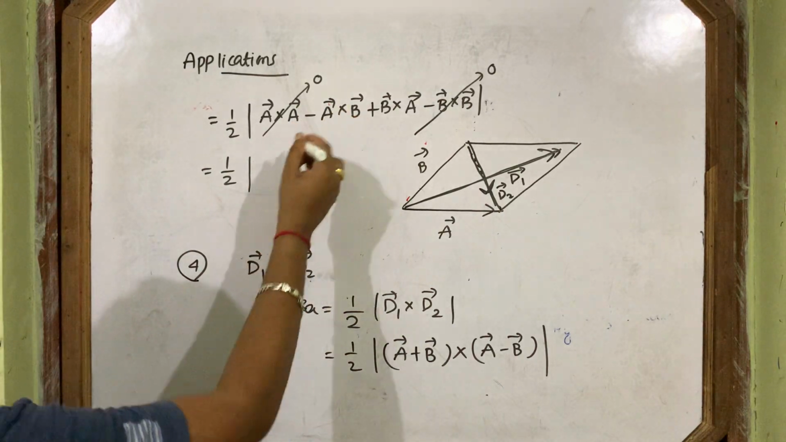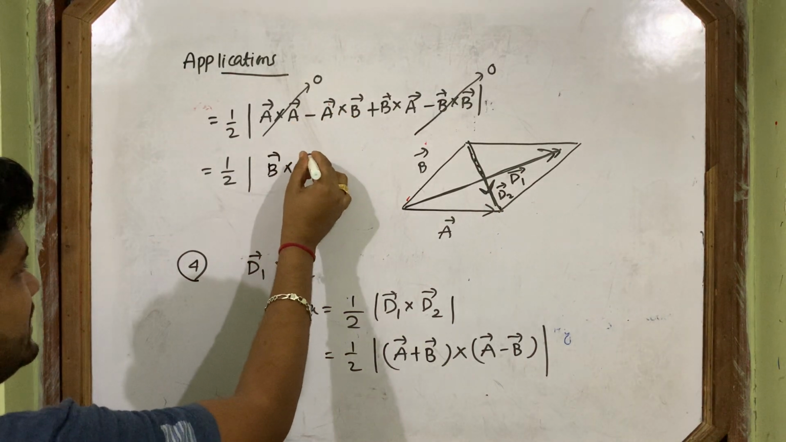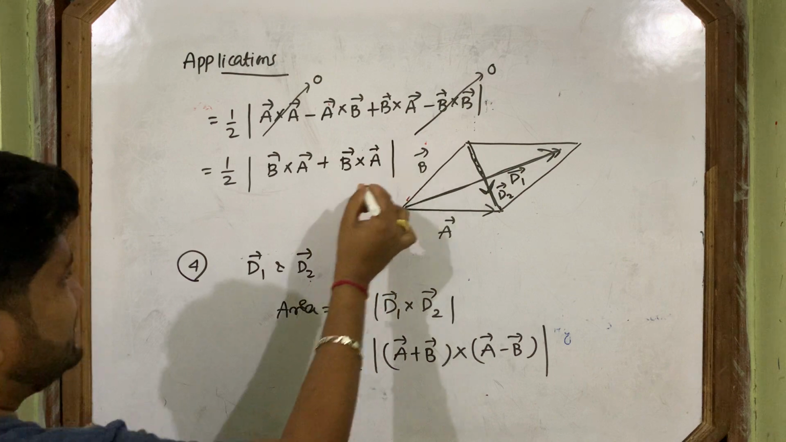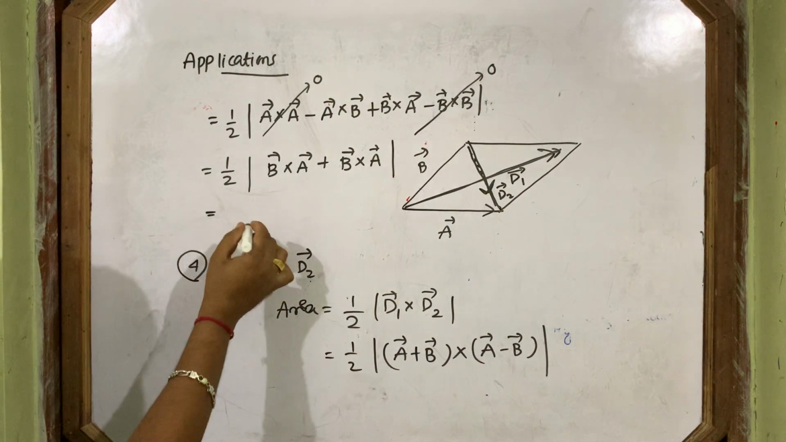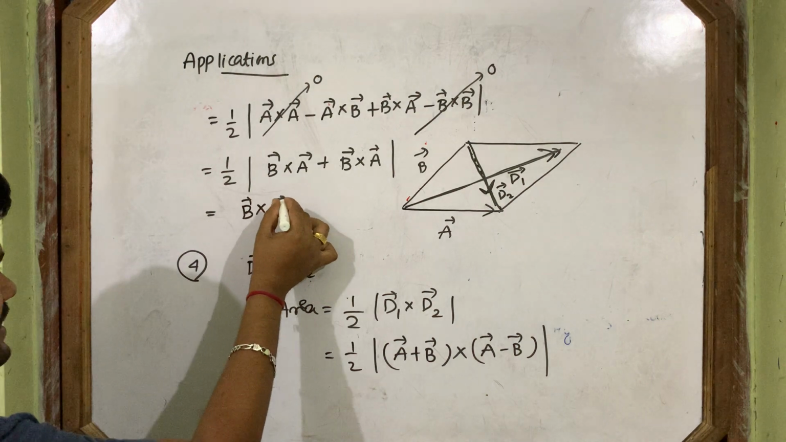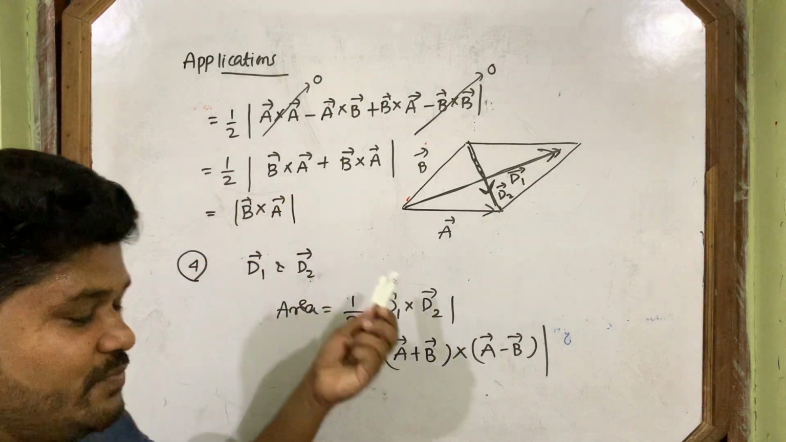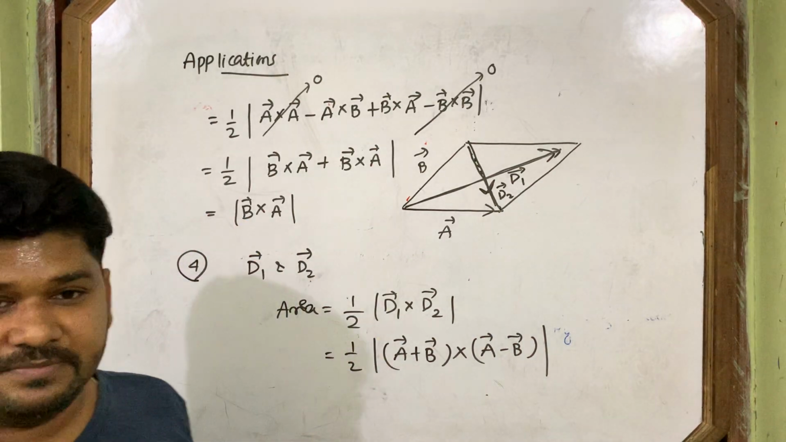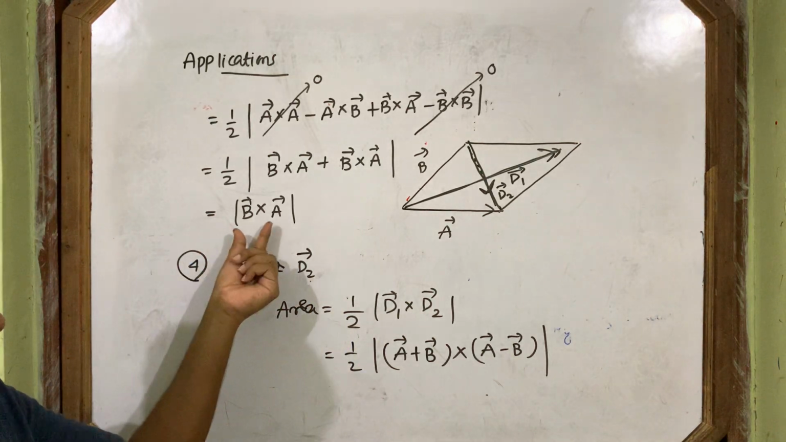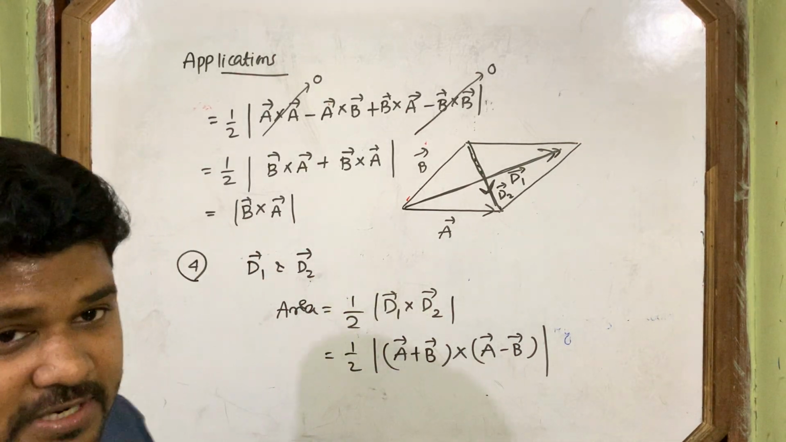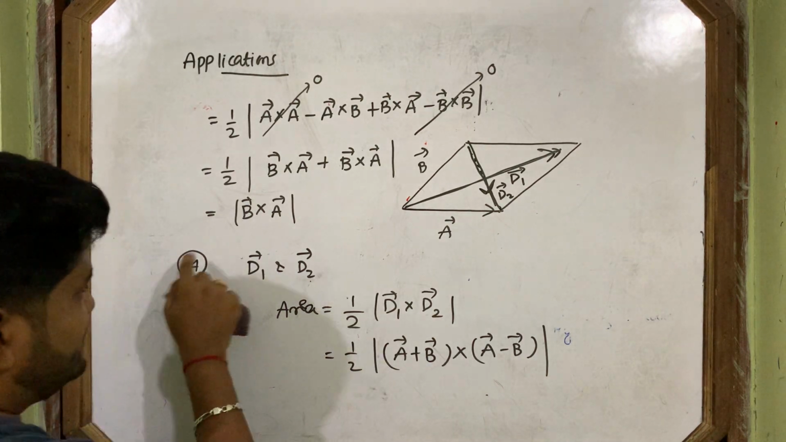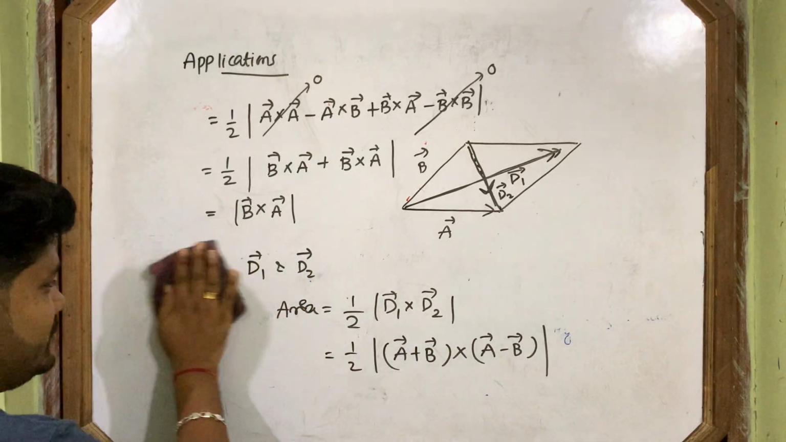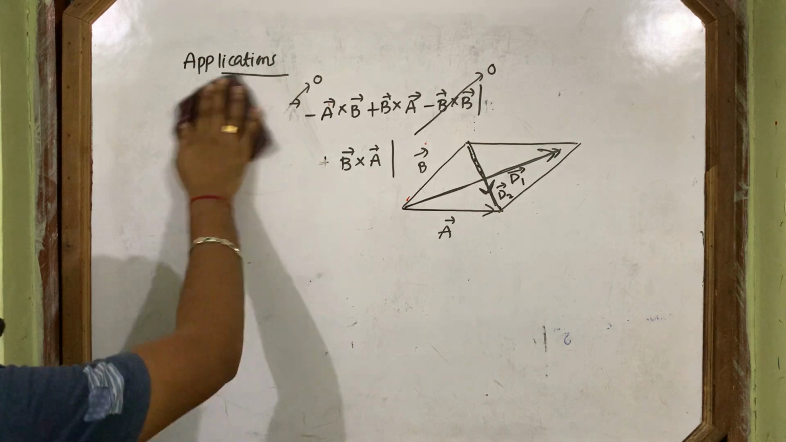So we can write here this minus A cross B, I can write B cross A. Plus this, already B cross A is there. So it is twice, so 2 cancel, it is coming B cross A mod. But in magnitude both are same, it doesn't matter. So this is the proof of this formula, half D1 vector cross D2 vector. A cross B magnitude is equal to B cross A magnitude, so you will get the same answer. So this is about application number 4.